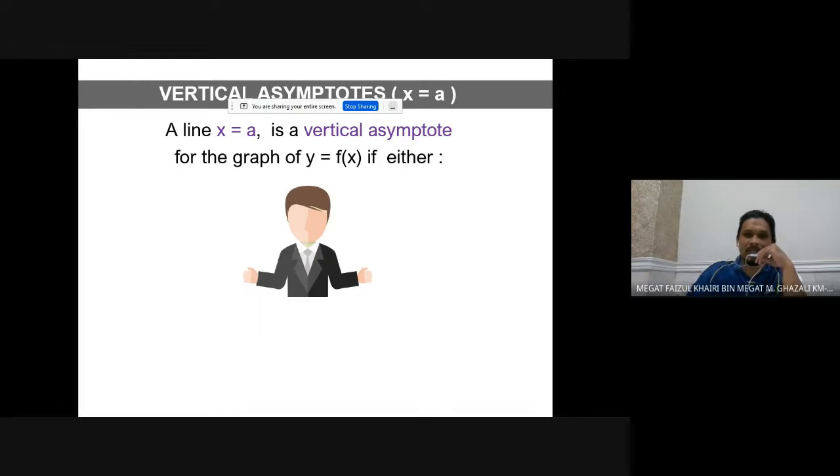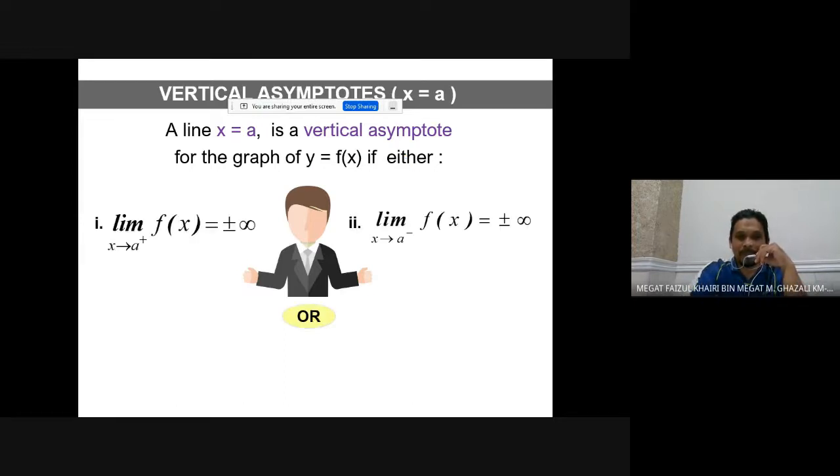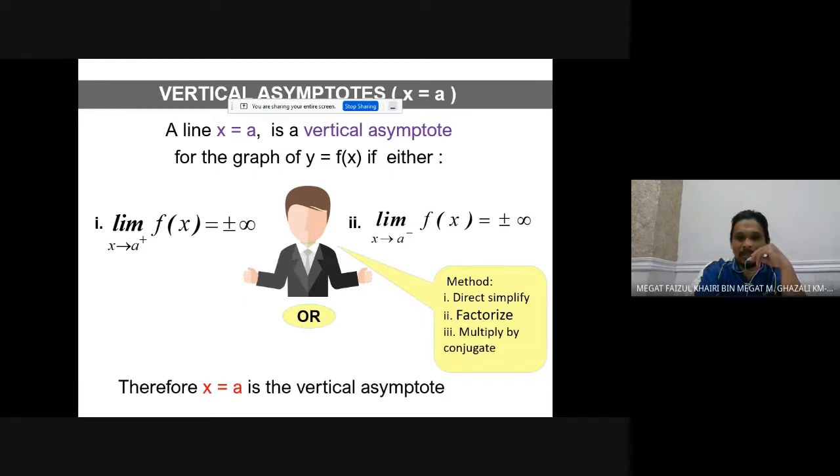for the graph, the line is a vertical asymptote for the graph of y equal to f(x) if either the limit of f(x) as x approaches a from the right side equals positive or negative infinity, or the limit of f(x) as x approaches a from the left side equals positive or negative infinity. Okay, so we're going to recall the method of direct simplify, factorize, and or multiply by the conjugate.